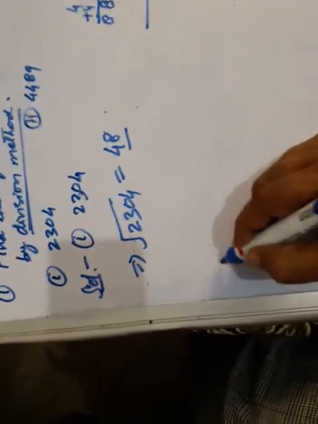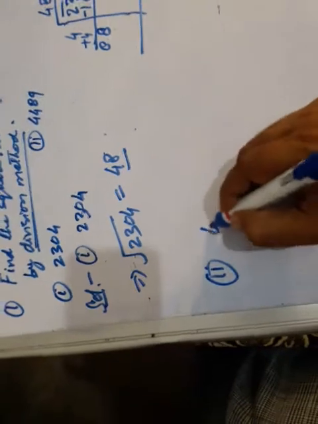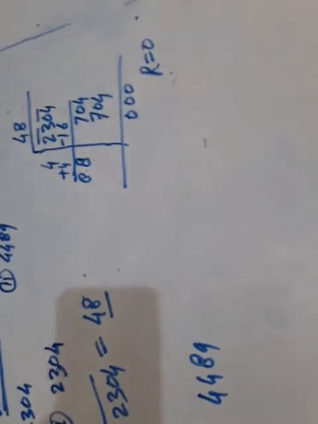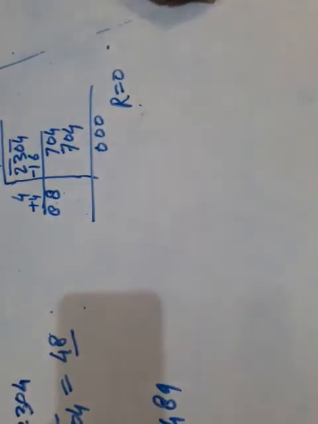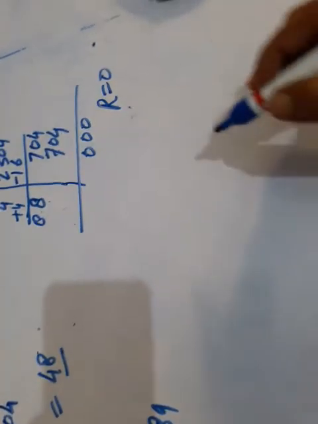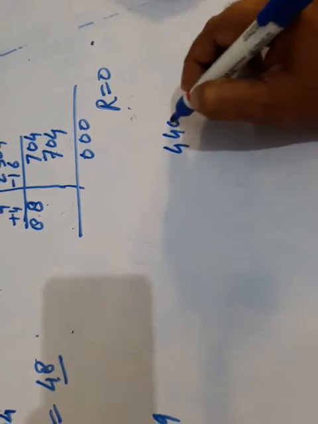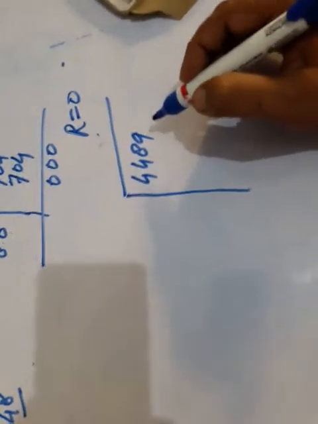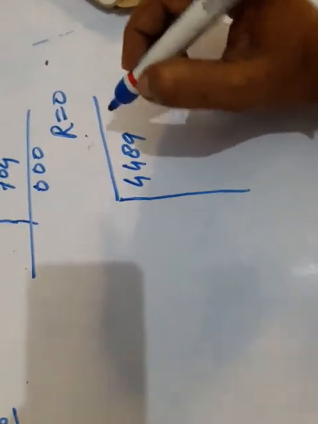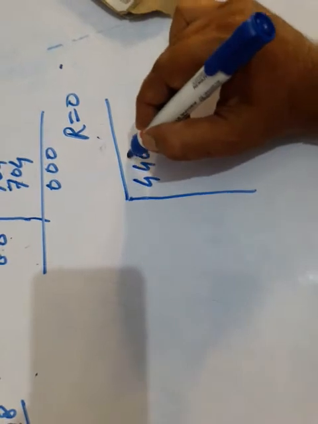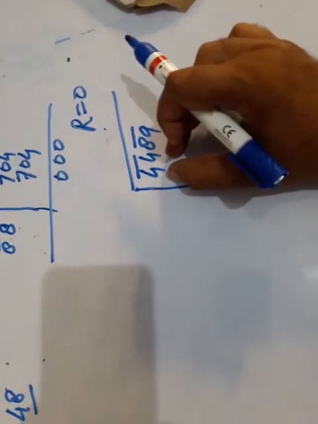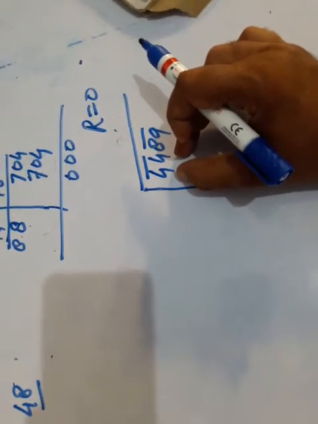Okay children, now let us solve another question, that is 4489. 4489 is another number whose square root has to be found using the division method. Let us start. The same process will be followed here. Now make the pairs beginning from the right, the ones place, that is, this is 89 and this is 44. Now 44 is your current dividend.